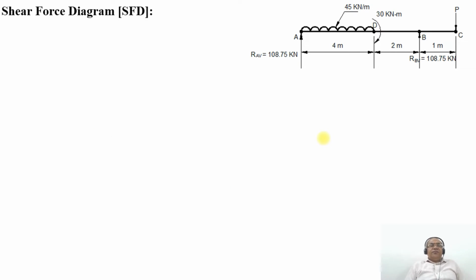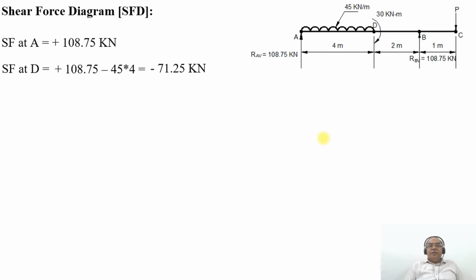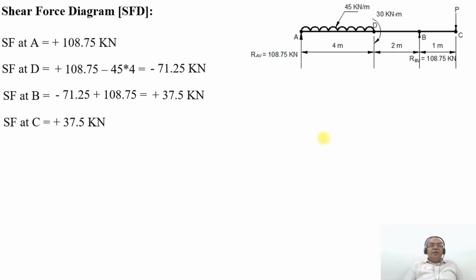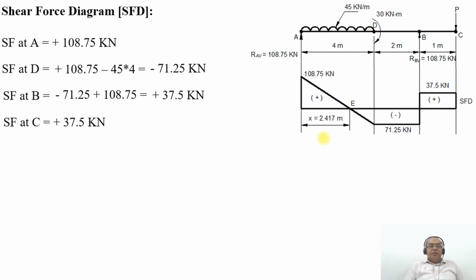Now we are going to find out the shear force diagram. SF at A will be equal to plus 108.75 kilonewton. SF at point D will be equal to 108.75 minus 45 into 4, which will be equal to minus 71.25 kilonewton. Between D and B, it remains constant. SF at B will be equal to minus 71.25 plus 108.75, which will be equal to plus 37.5 kilonewton. SF at C will also be equal to plus 37.5 kilonewton. So this is how you will be getting the shear force diagram.